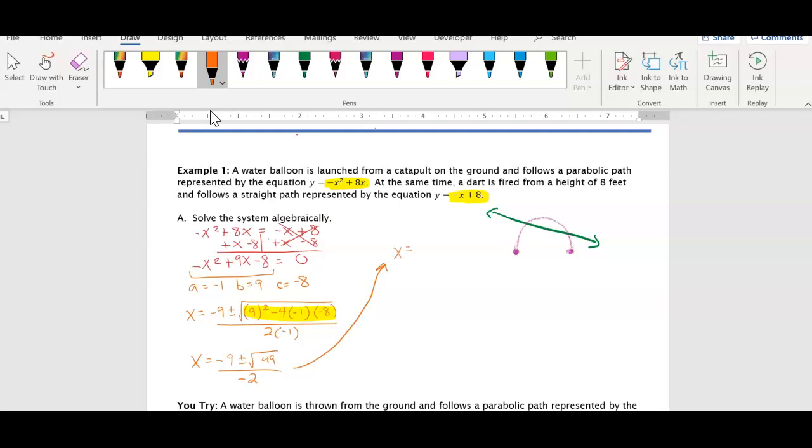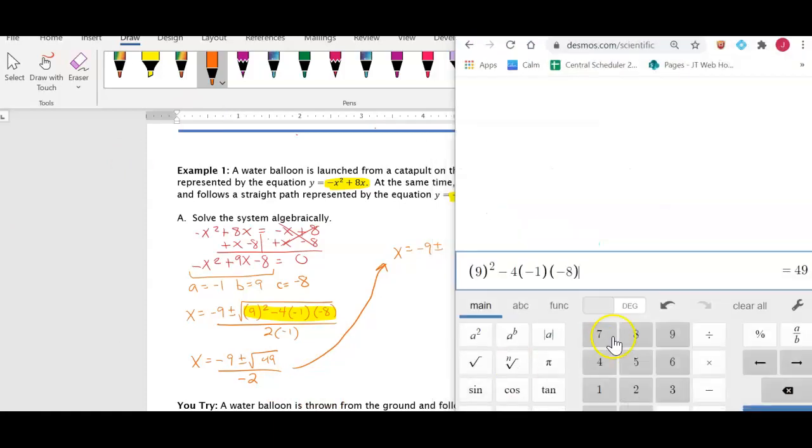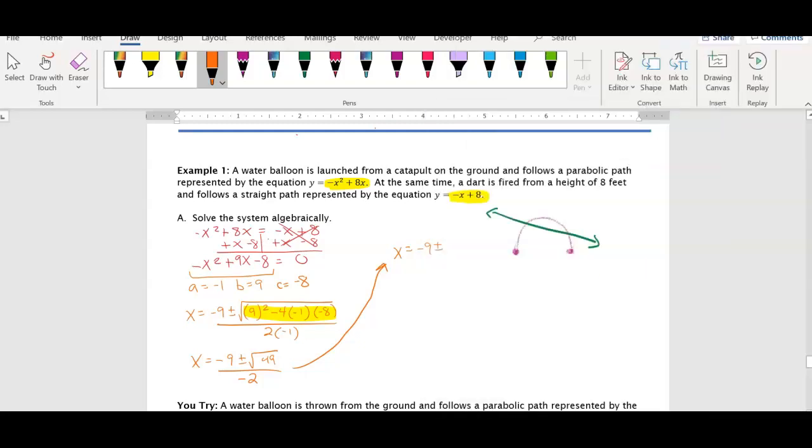X equals negative 9 plus or minus the square root of 49. If I put that in my calculator, I should get 7. I will just double check though. Square root of 49 is in fact 7. So I'm replacing the square root with the number 7. Then I have my negative 2 on the bottom.